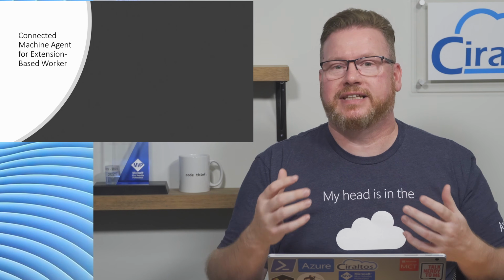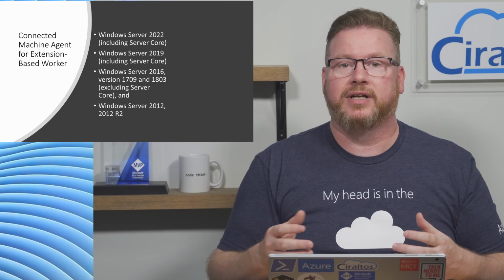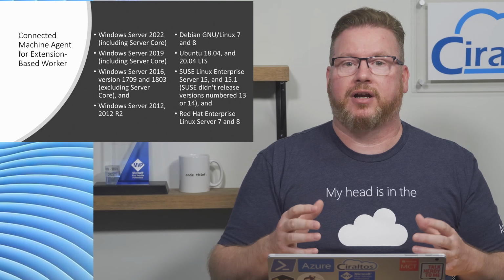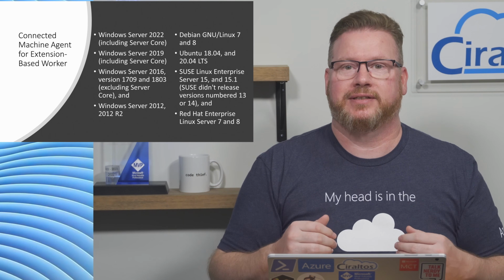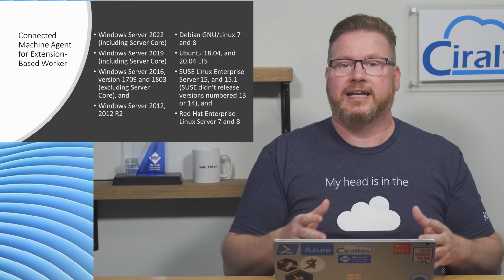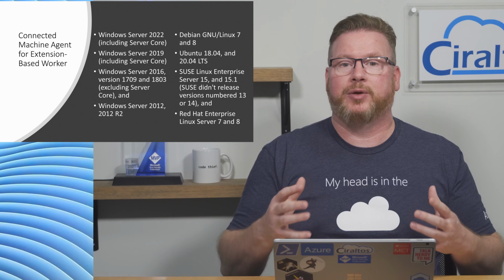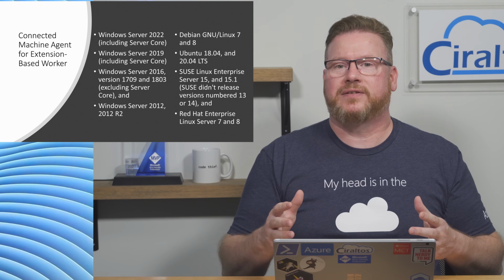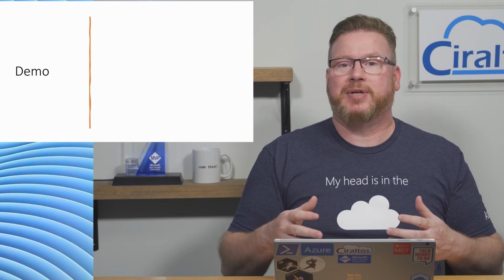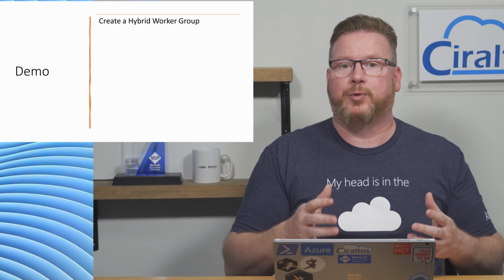In order to use the extension-based hybrid runbook worker on a non-Azure VM, we need to add it to Azure Arc with the connected machine agent. There's a wide range of both Windows and Linux servers supported for the connected machine agent and the hybrid worker extension. Once the server is Arc enabled, we can add the hybrid worker extension. Let's hop into the portal next to create a hybrid worker group.